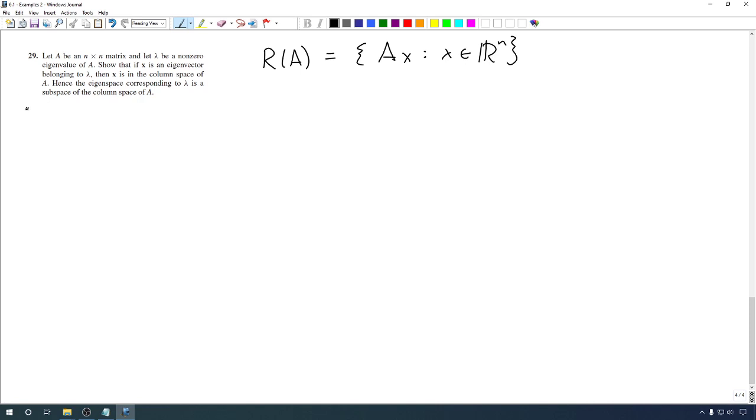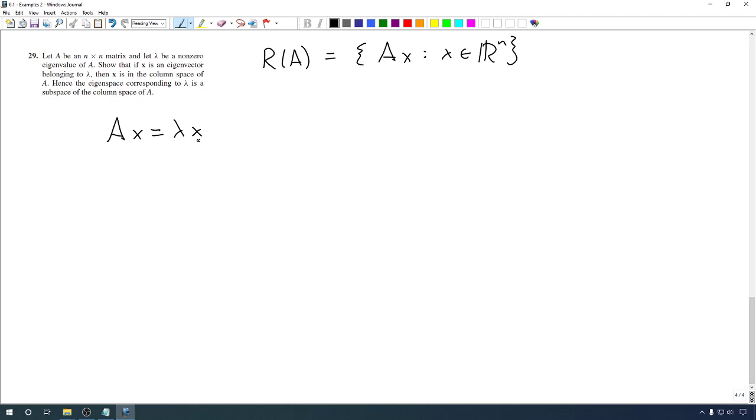So really what we're saying here is we want to show that if x is an eigenvector, then we can multiply A to something to get that x. So let's actually prove that. So x is an eigenvector belonging to lambda. That means that Ax equals lambda x. That's our definition. That means that lambda x is already in our column space. We already know that lambda x is there.